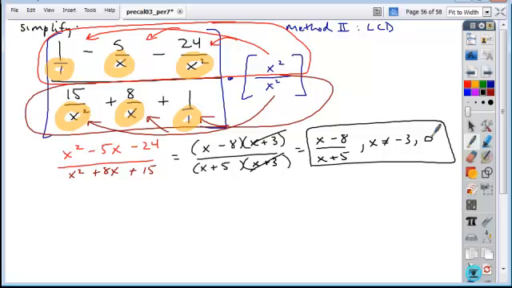So either of these methods works. It doesn't matter which one you choose, whatever one you're most familiar or comfortable using.